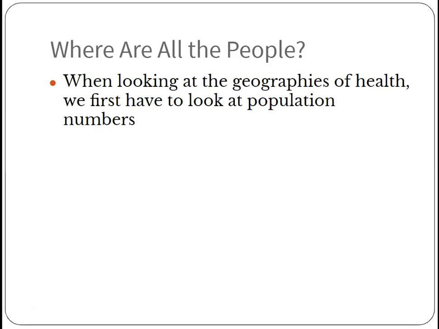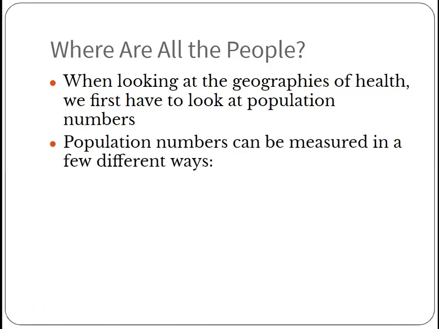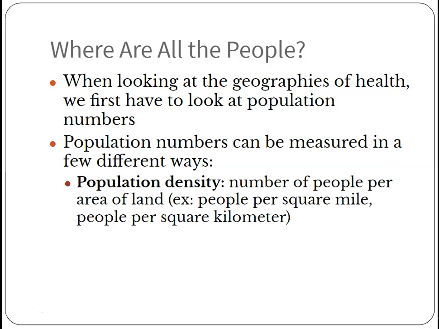So when we look at the geographies of health, of where babies are born, of where folks are dying, we kind of have to look at the population numbers, all right? And we can measure populations in several different ways. A very popular one is population density. So this is the number of people per area of land.